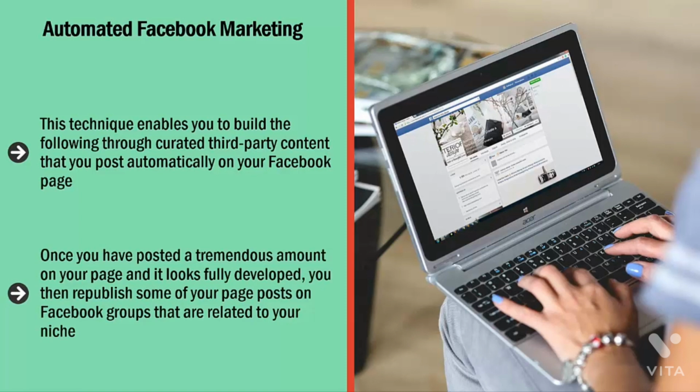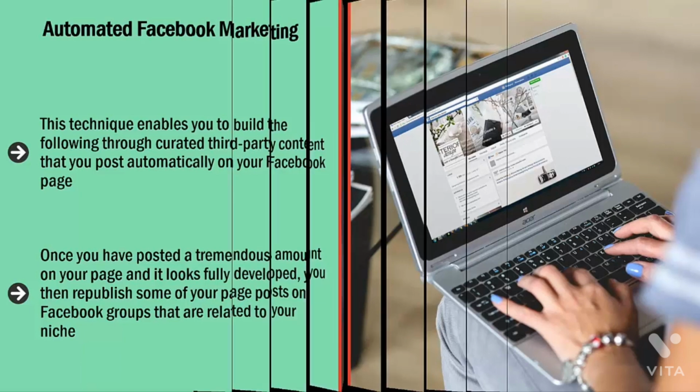Once you have posted a tremendous amount on your page and it looks fully developed, you then republish some of your page posts on Facebook groups that are related to your niche. If you do this enough times and you don't get banned, you build an organic following. When people see your page's content in their groups and they like what they see, they might like your page and start getting your updates.